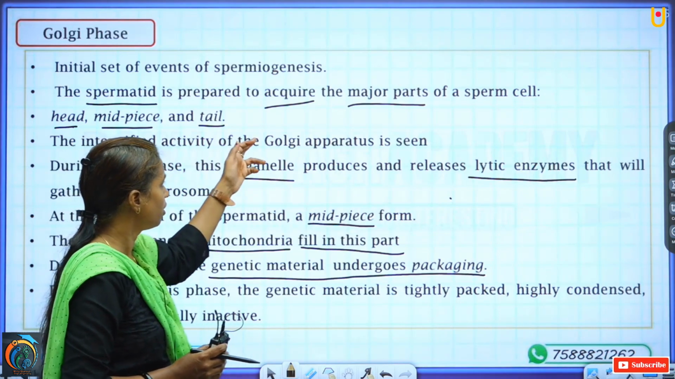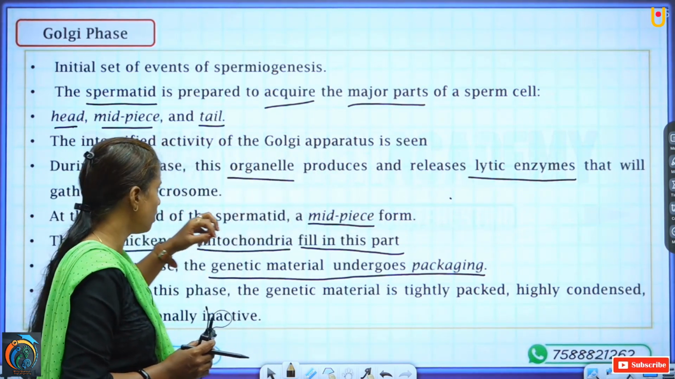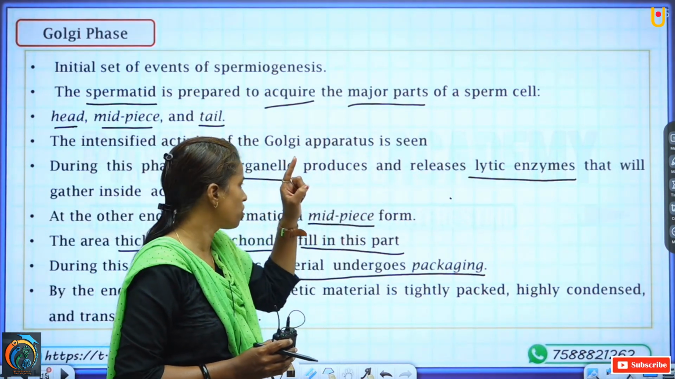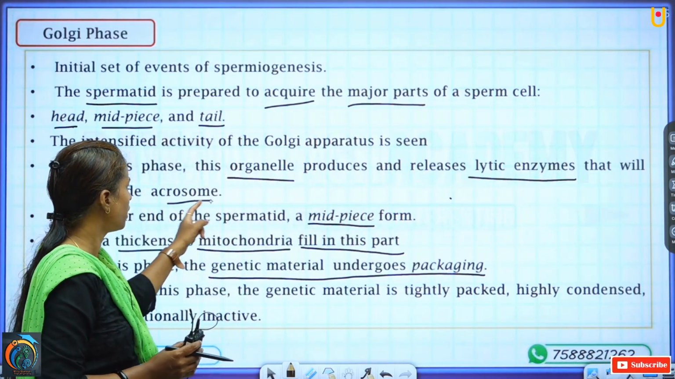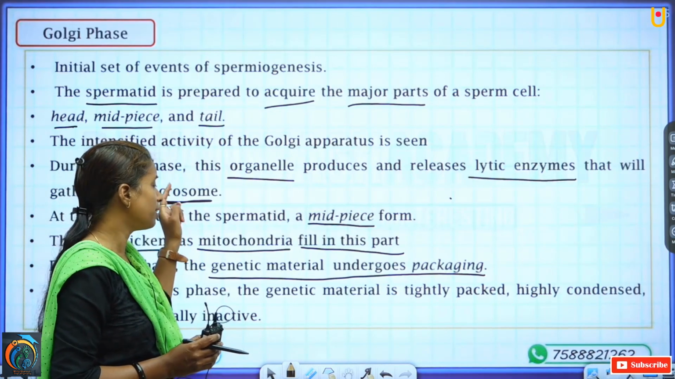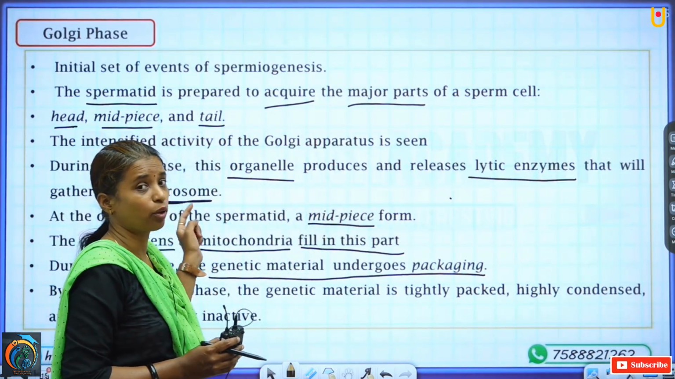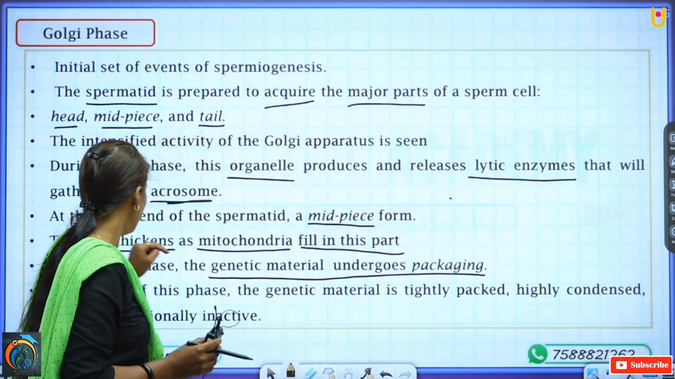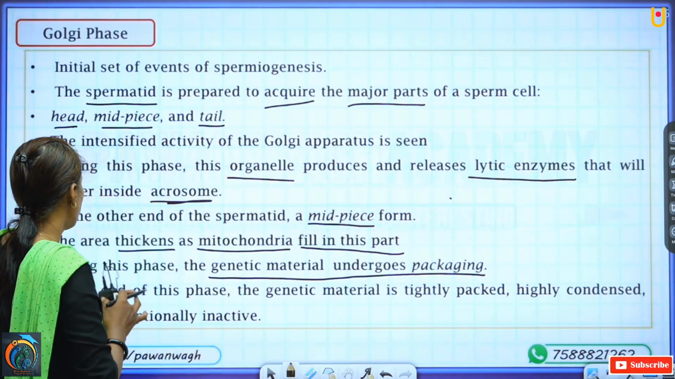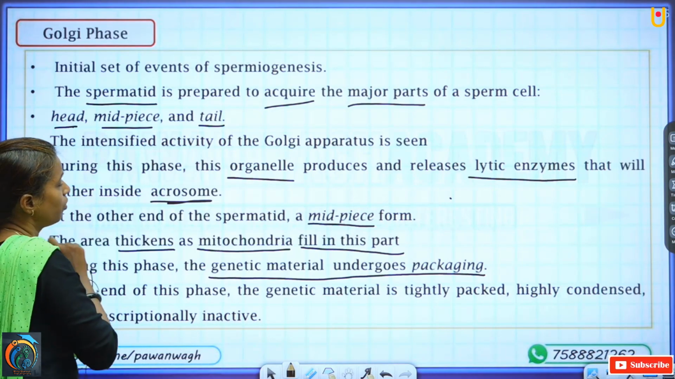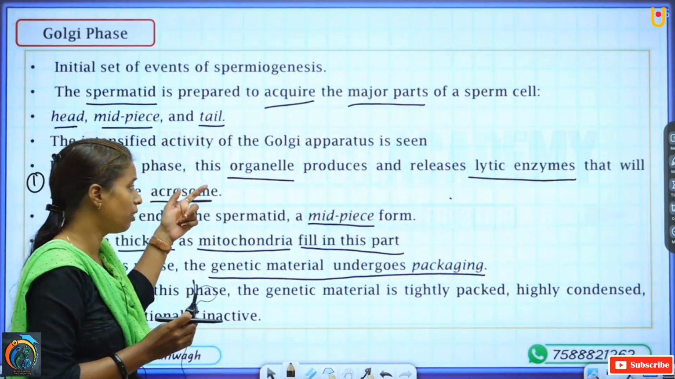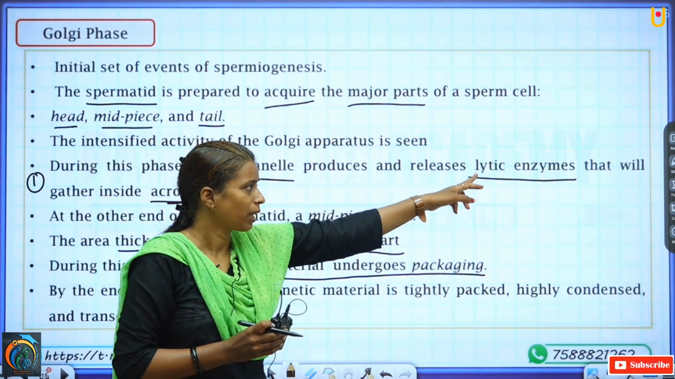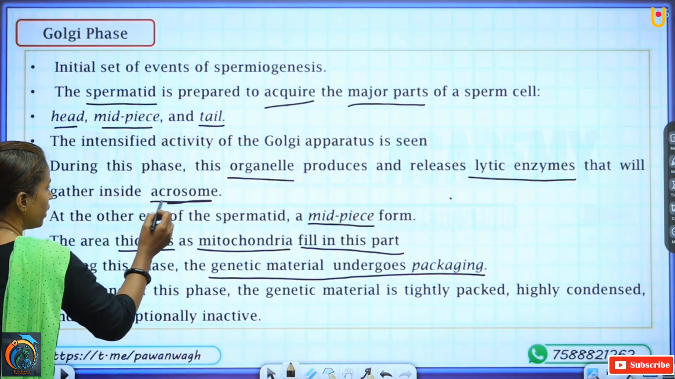In the head region, the activity of the Golgi apparatus is seen. The head region is covered by an acrosome, and inside that acrosome, we call it an acrosomal cap, and that cap is filled by lytic enzymes. Above the head region, the Golgi apparatus is seen, and it is filled by lytic enzyme, and we call it an acrosome.